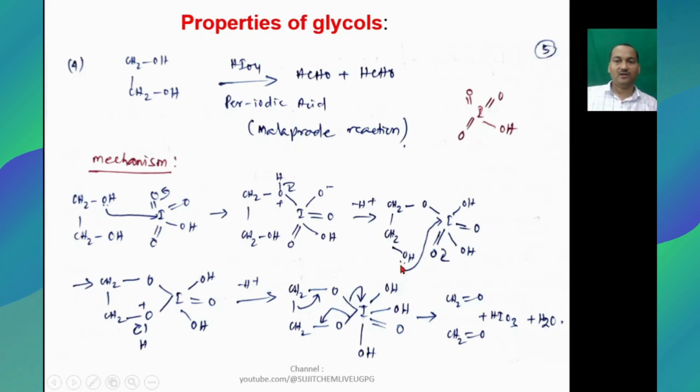Again, the oxygen lone pair here will attack this iodine center, and this double bond will break on oxygen. So again you have this 5-membered protonated intermediate, and loss of proton here gives this complex, which is unstable. Here simultaneous bond breaking and bond making takes place. This bond will come here, this bond will go here, and this bond will break on iodine. As a result, you get 2 equivalents of formaldehyde plus HIO3 plus water. So this is the structure of periodic acid, HIO4.